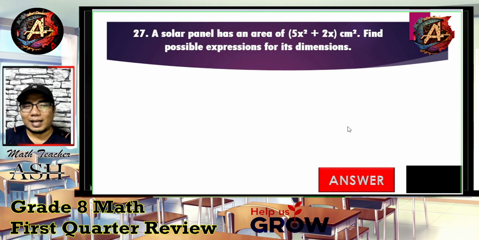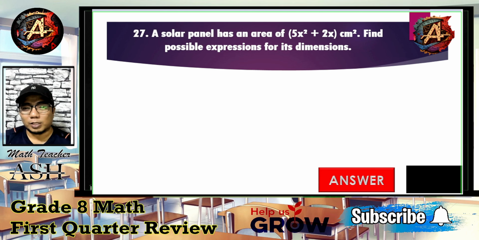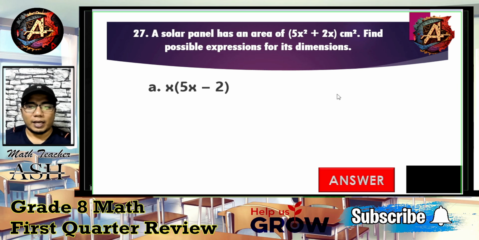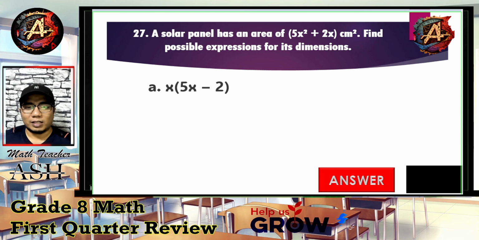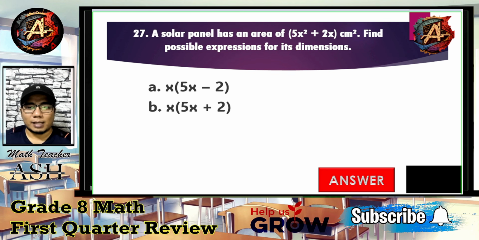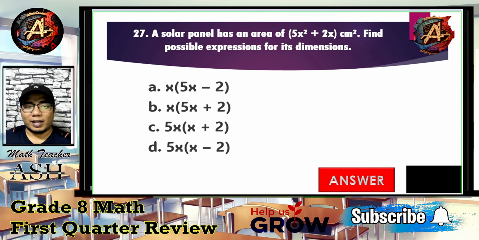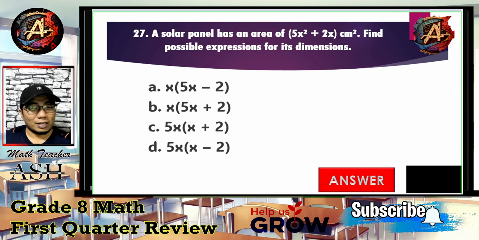A solar panel has an area of 5x squared plus 2x square centimeters. Find a possible expression for its dimension. Is it A, x times the quantity 5x minus 2, B, x times the quantity 5x plus 2, C, 5x times the quantity x plus 2, or D, 5x times the quantity x minus 2? I'll give you 5 seconds to think about your answer.